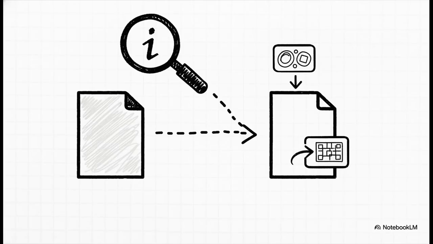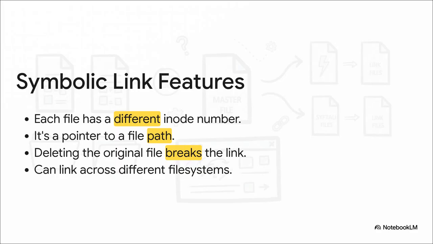Now, if we inspect these with that same ls -i command, we see two really telling things. First, notice they have different inode numbers. That's because a symbolic link is its own separate tiny file. And second, you can see that little arrow, which literally shows you that softlinkfile.txt is pointing to the path of original sfile.txt. So the key traits for symbolic links are almost the mirror opposite of hard links.